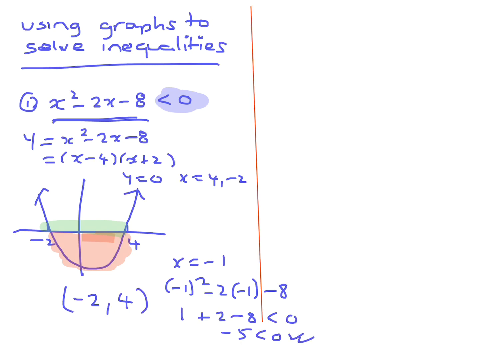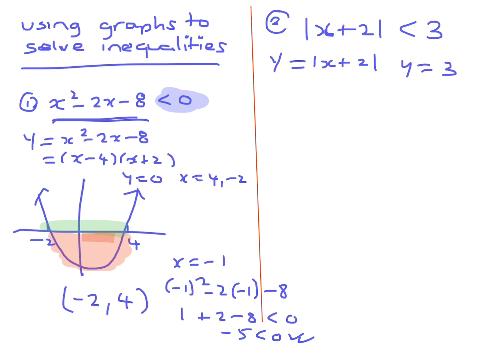Okay. All right, so let's look at another example. Let's say the absolute value of x plus 2 is less than 3. So if you sketch y equals the absolute value of x plus 2, and then you sketch y equals 3, let's have a look at that. So y equals the absolute value of x plus 2 means you shift 2 to the left, so it's going to be right on 45 degrees, and that'll be 2.